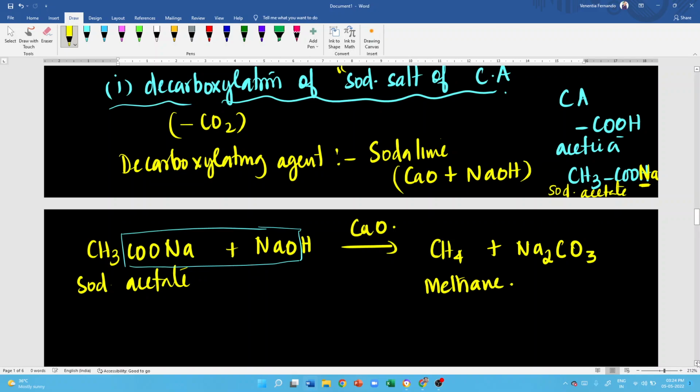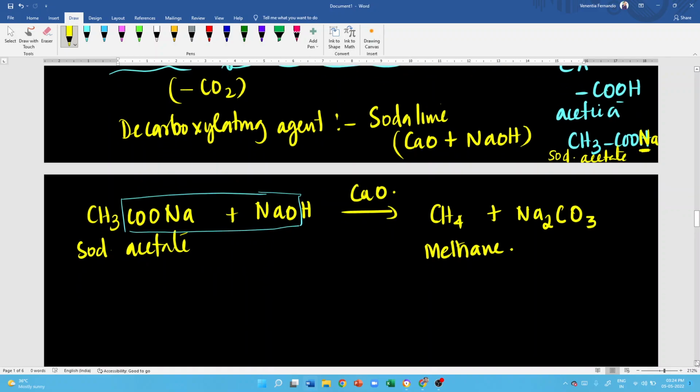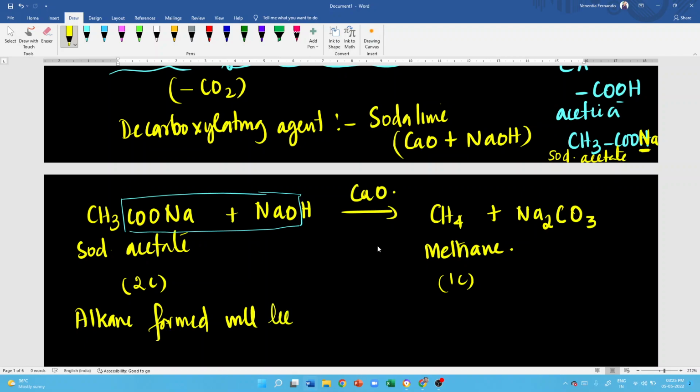In this particular equation, the main thing to note is that sodium acetate has 2 carbons, whereas the alkane we get has 1 carbon less. So always in this type of reaction, the alkane formed will be 1 carbon less than the carboxylic acid.